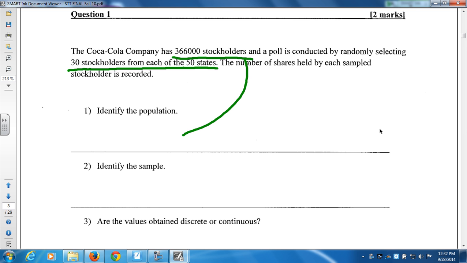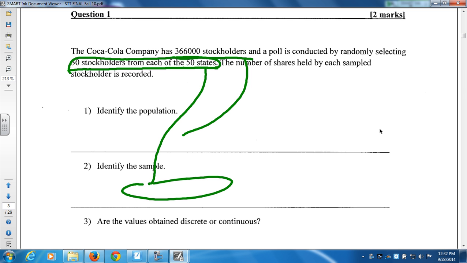The population should be here, and the sample should be here. No, the whole thing, all this. This should be written here, and this thing should be written here. Clear that? Now, are the values obtained discrete or continuous?